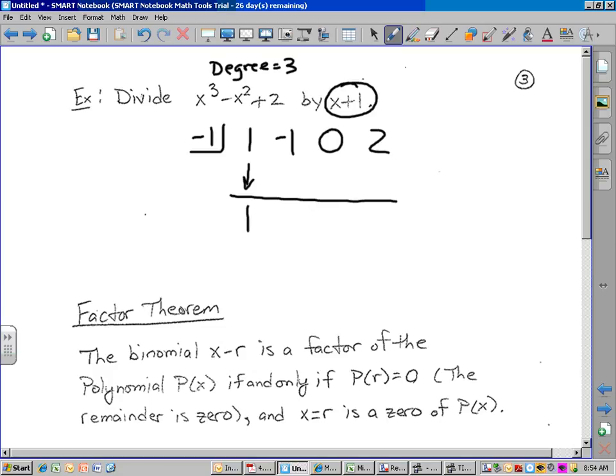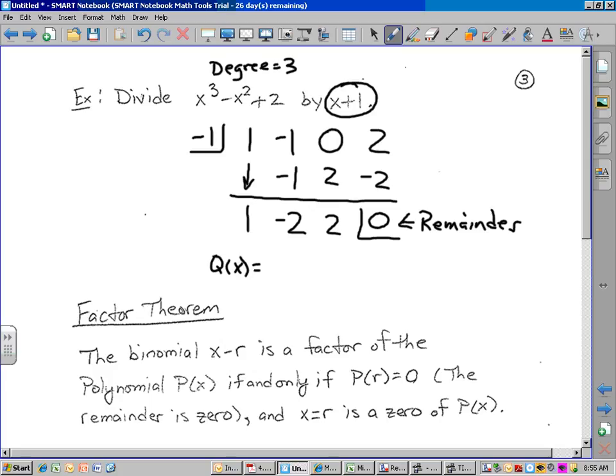Bring down the 1. We multiply. Negative 1 times 1 is negative 1. Add. Negative 2. Negative 1 times negative 2 is 2. Add. Negative 1 times 2, negative 2. Add. The remainder is 0. Quotient is x squared minus 2x plus 2.